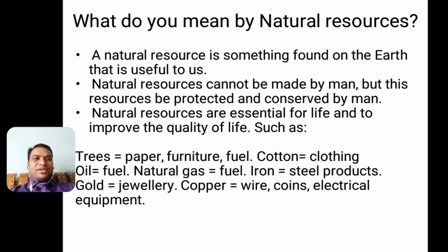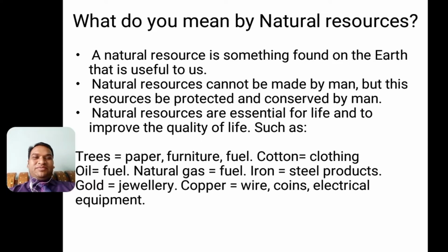The natural resources are essential for life and to improve the quality of life. From these resources we can improve our standard of living. For example, trees are a type of natural resource, and from trees we can make paper, furniture, and fuel, which are very important for our life. Then from cotton we get cloth. Then from oil and natural gas we get fuel.